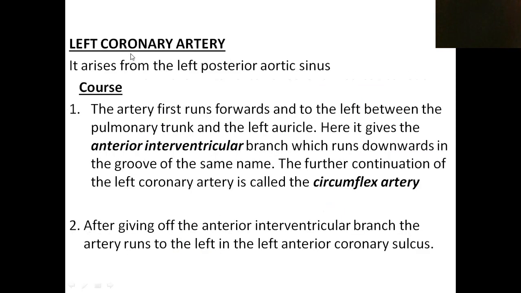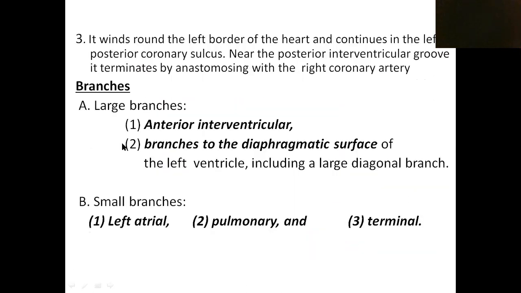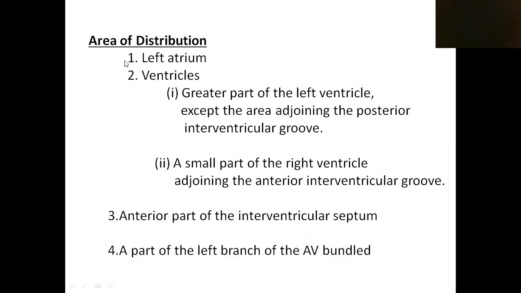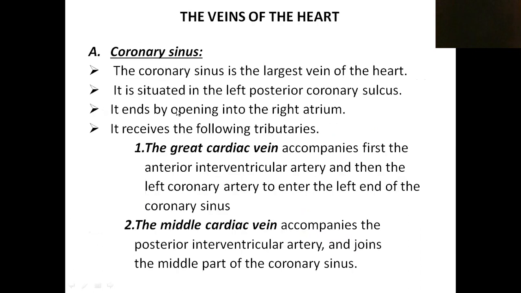So the right coronary artery, then the left coronary artery: course, branches, area of supply. These three headings should be there. Course, branches, and area of supply of both the right and left coronary arteries.